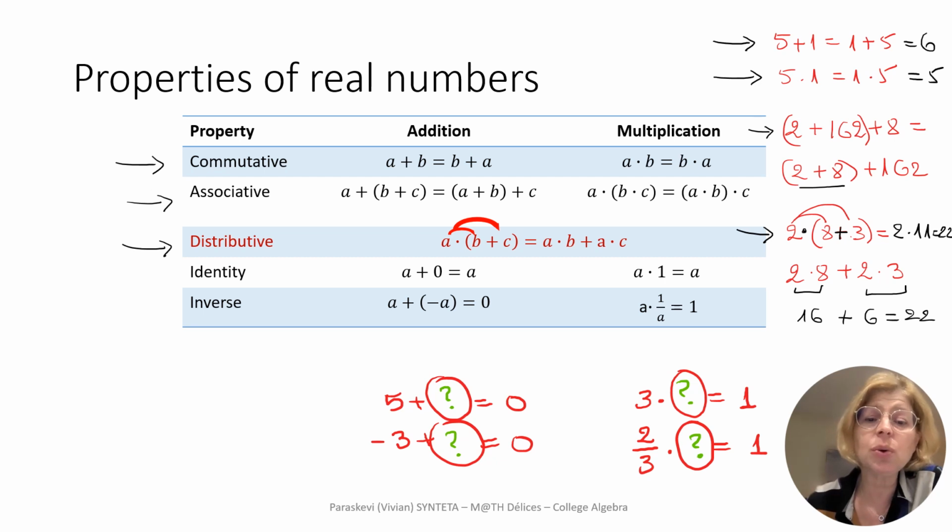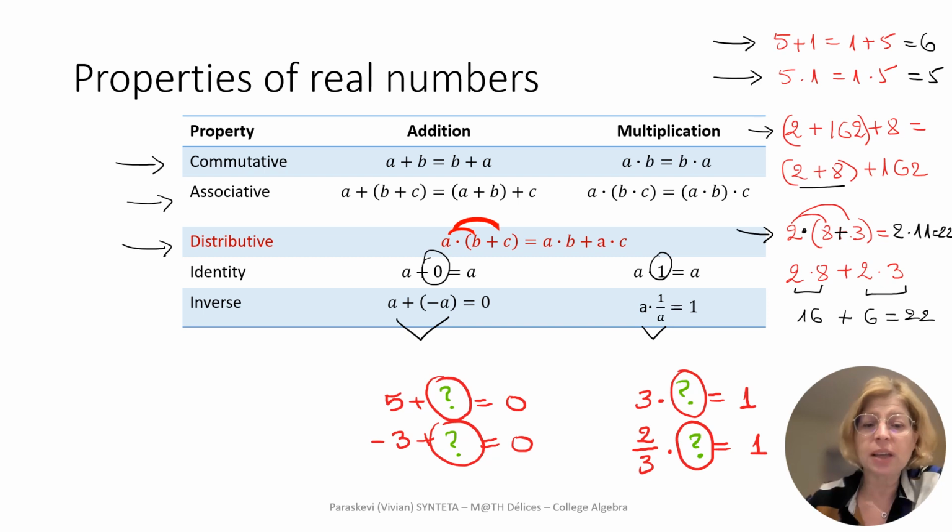And the last two are the identity and the inverse. In addition, 0 doesn't change anything to the result, like 1 in multiplication: the number still stays the same if we multiply with 1. And finally the inverse. In addition, the inverse of one number is the number with the opposite sign, that will give us 0, and in multiplication it is the inverse fraction, so for every number it is 1 over the number, that will give us 1 in multiplication eventually as a result.